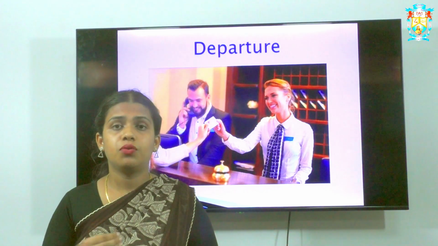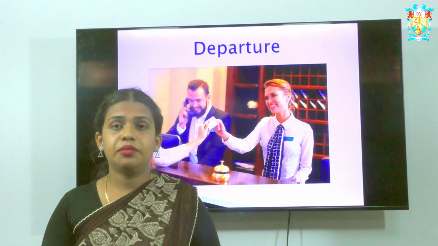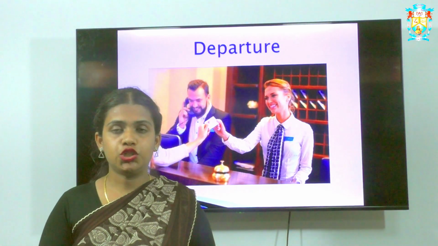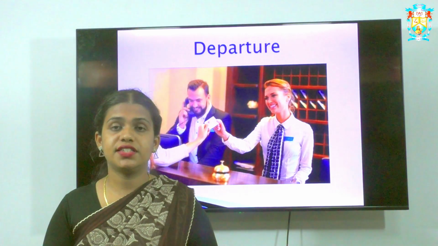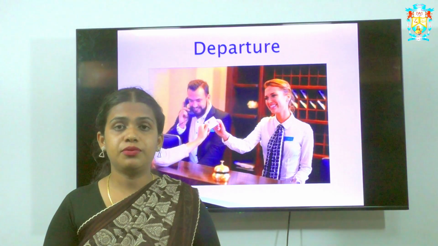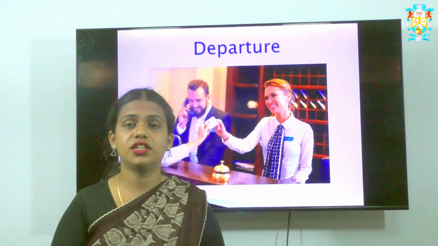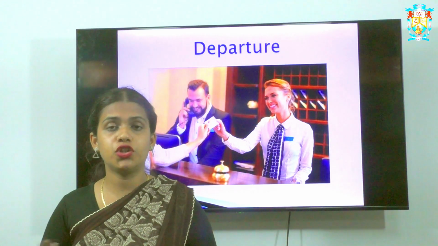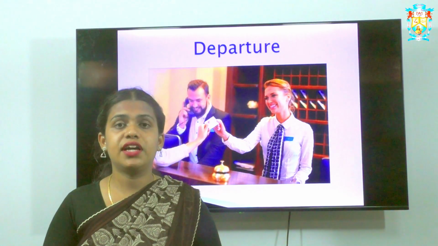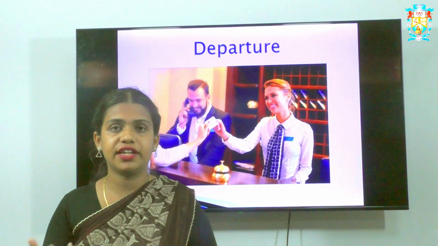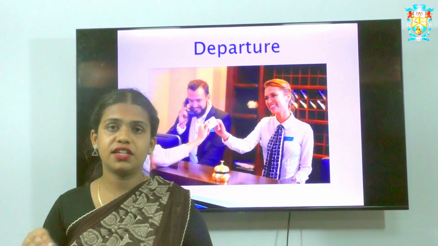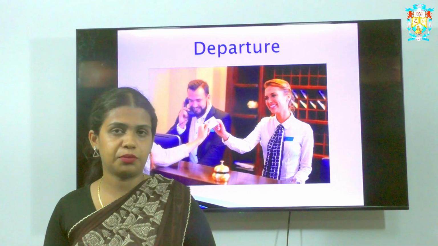In departure, what happens? The guest will return the keys, in case the guest has taken the SDL, safe deposit locker. The safe deposit locker is located near the back area of the front office or in the room itself, where they keep their precious documents, gold, jewelry, cash. So what is important is that they have the option of keeping these in the safe deposit locker.